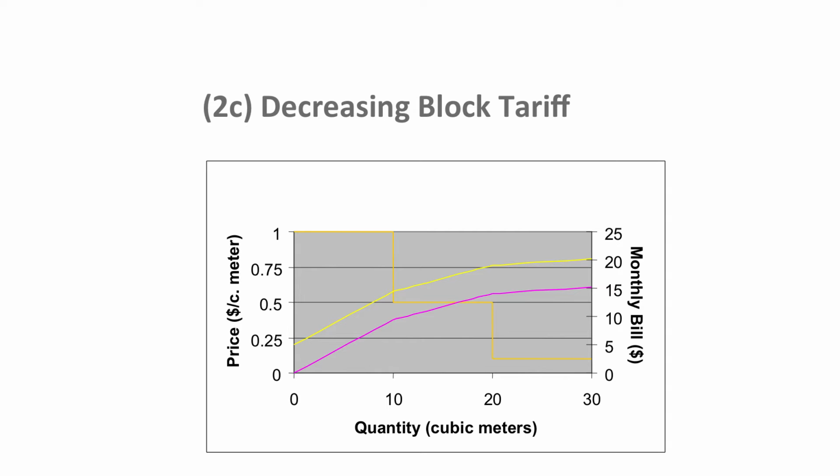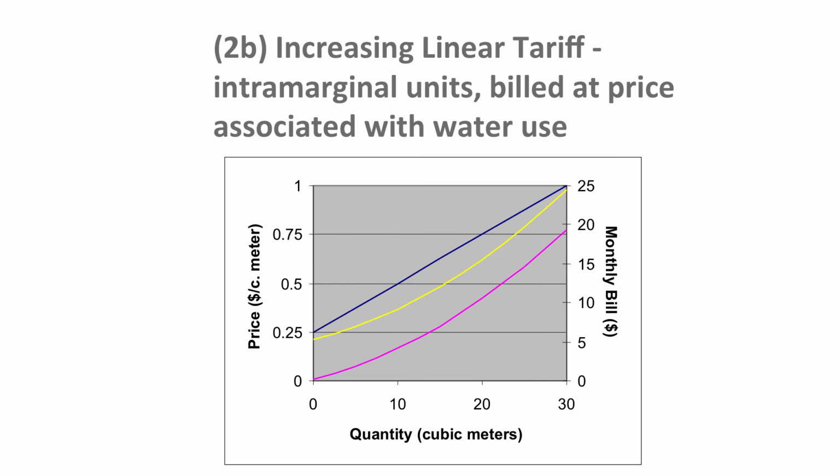Finally, I'll show you a two-part tariff with one variant of the increasing linear tariff. For this increasing linear tariff, the intramarginal units are billed at the price associated with their water use, as shown in the blue line in this figure.